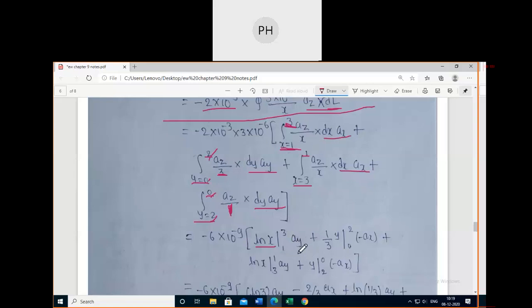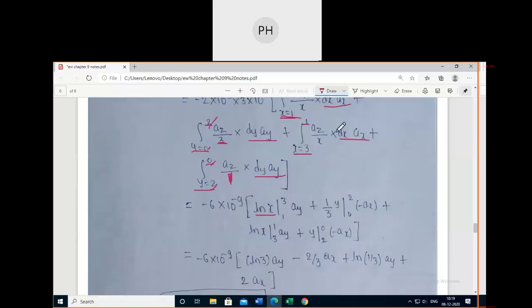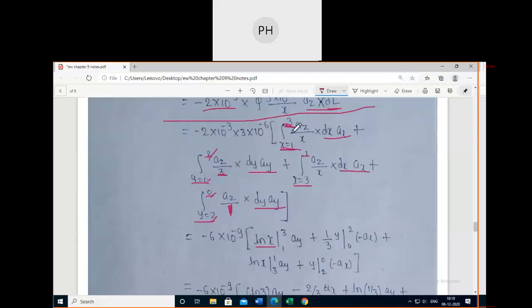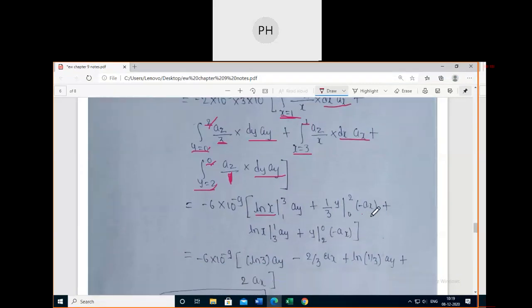Az cross ax is nothing but ay. Next one, with respect to Az cross ay, this is what gives minus ax. This is 1 by 3 y, from 0 to 2. Integration of the second component. Integration of the third component is once again ln of x, its limits are 3 to 1. Here 1 to 3 limits are there, here 3 to 1 limits are there with respect to ay.